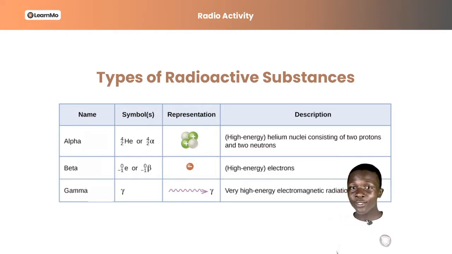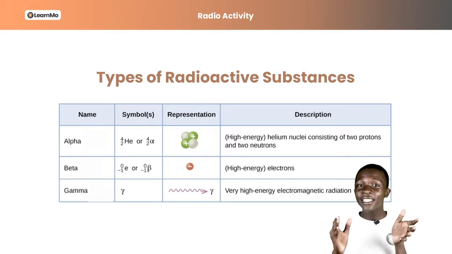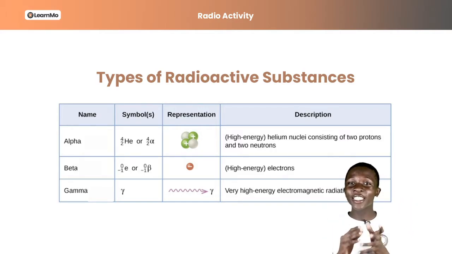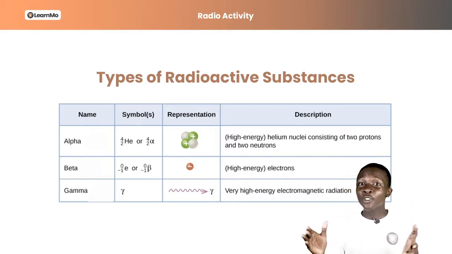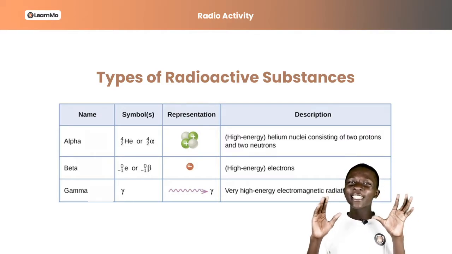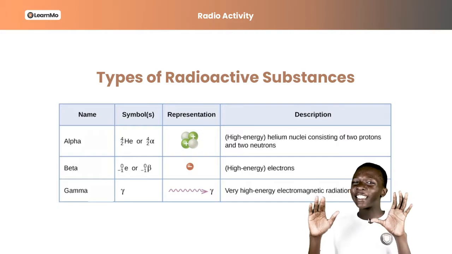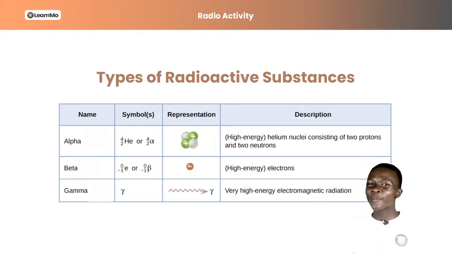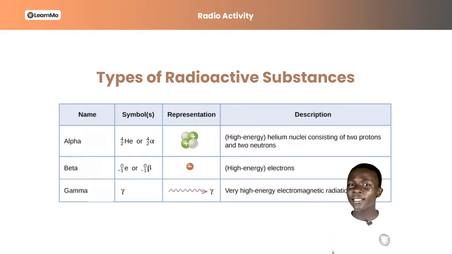Now, alpha particles have got a very weak penetrating power. They tend to be stopped by a single sheet of paper and cannot penetrate the outer layer of the skin. Also, did you know that these particles are very strong ionization type of radiation? Yes, alpha particles are deflected to the negatively charged plates in electrical fields, and they are also affected by magnetic fields.